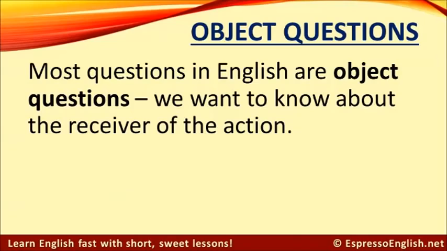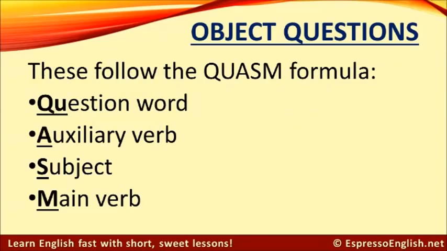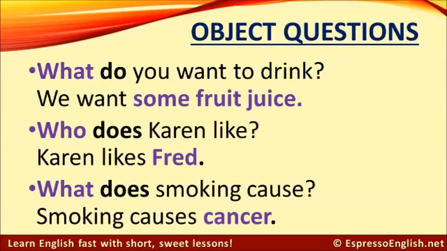Most questions in English are object questions. We want to know about the receiver of the action. Object questions follow the QUASM formula: question word, auxiliary verb, subject, and main verb. When asking an object question in the simple present, we use the auxiliary verbs do and does. For example, what do you want to drink? We want some fruit juice.